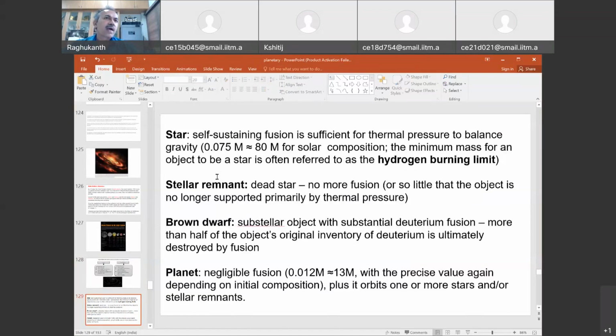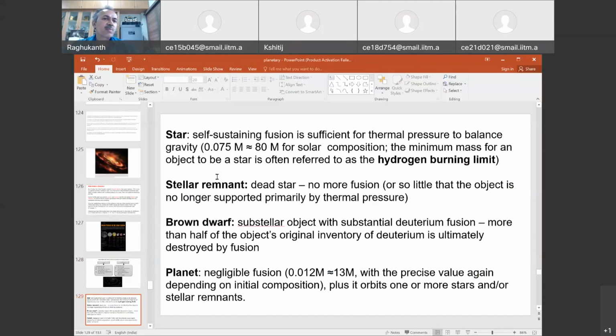And some of them have given some numbers also. Then stellar remnants, say dead stars with no more fusion. Then brown dwarfs, say. So like that, so many things are there. But of course, here the definition of a planet means negligible fusion actually. So there should be no fusion.